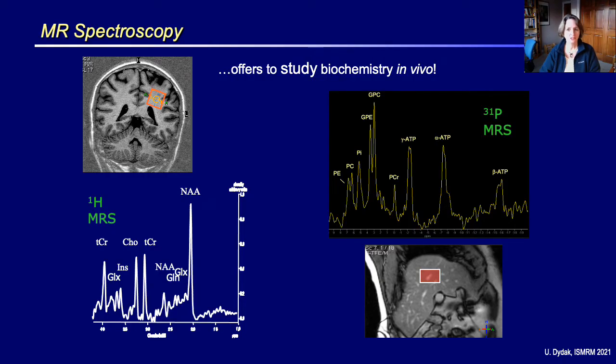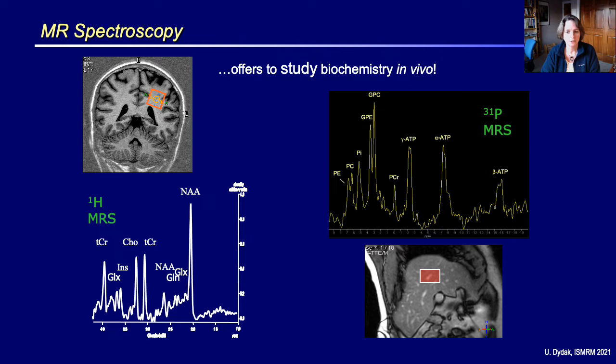For this lecture, I will assume that you all have some basic knowledge of the principles of MRI and how signal is generated in MRI. While MRI uses the signal from water mainly and from fat molecules and provides us with anatomical and functional images, MR spectroscopy offers to study the signal from protons and other nuclei giving an MR signal bound to many other molecules. It thus offers to study biochemistry in vivo.